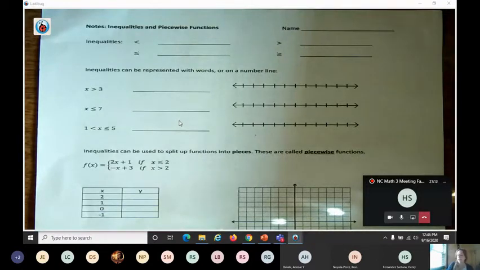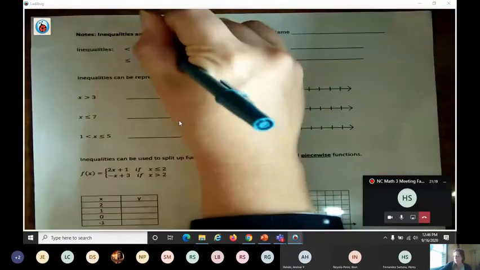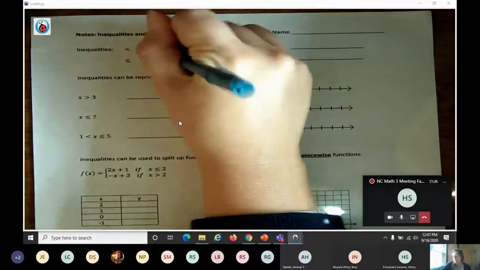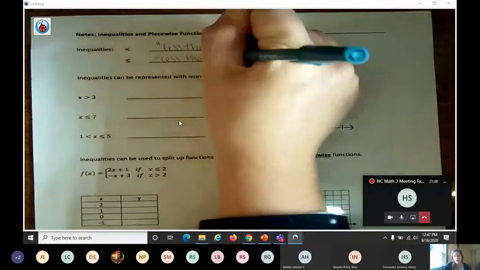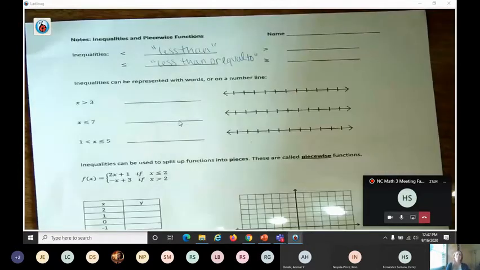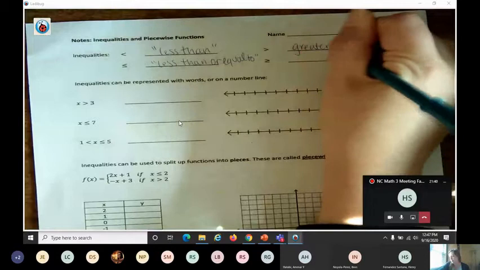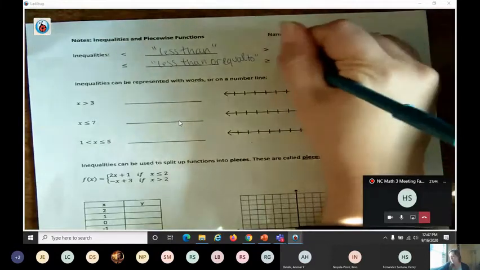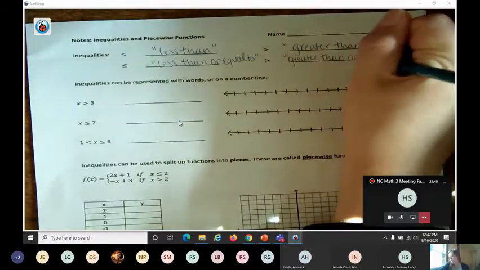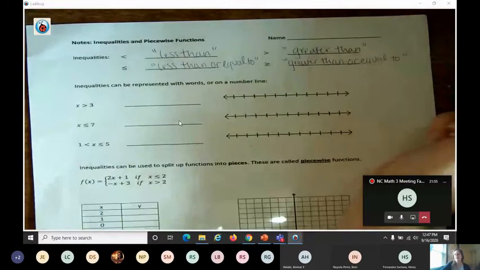Okay, so our inequalities here, we have our 4 different types like we talked about. All right, so this one is going to be our less than. Then we have our less than or equal to. Then we have our greater than. And this one is going to be our greater than or equal to.